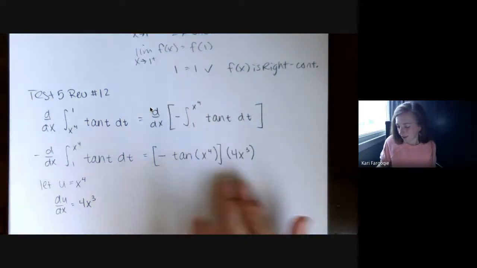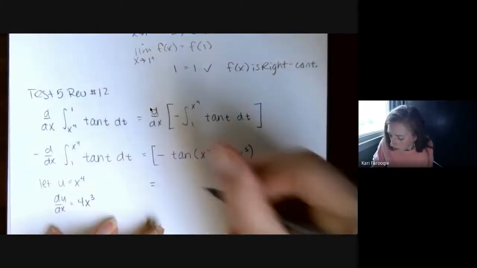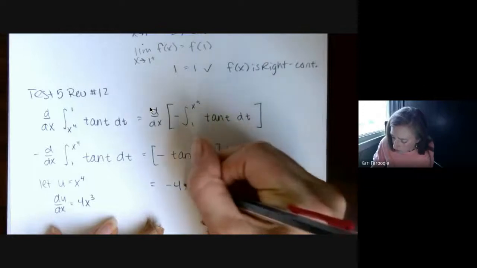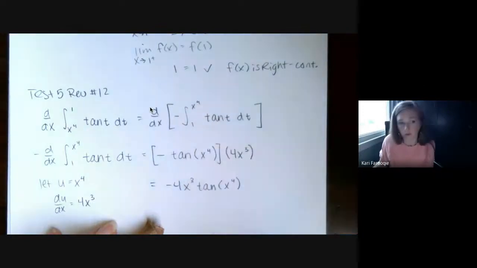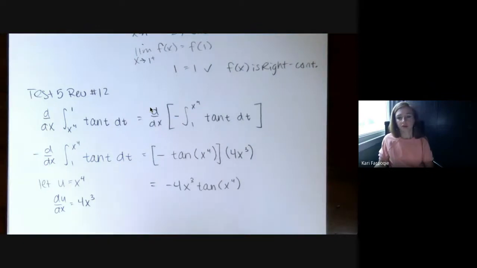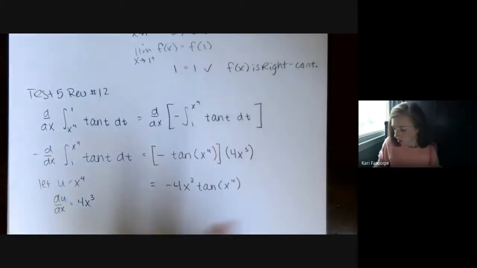So, technically this is okay, I guess. It doesn't look very clean. So you would want to rewrite this as negative 4x cubed tangent x to the fourth. So that was the trick with this one, just switching those limits. And it looks like, yeah, that's exactly what needed to be done here in your answer. It looks like you just didn't have the negative.